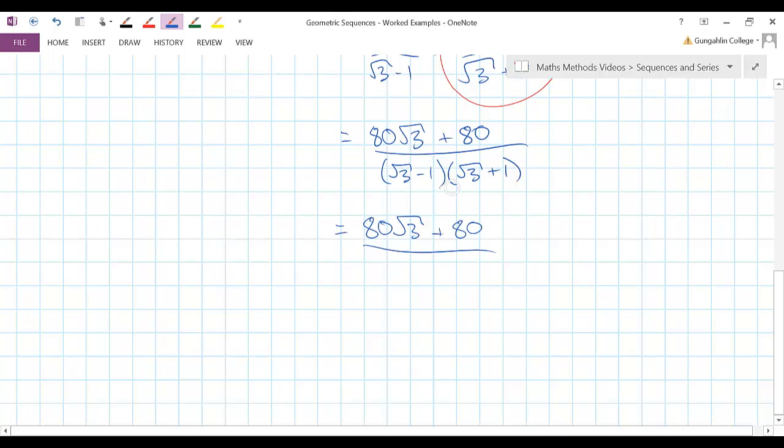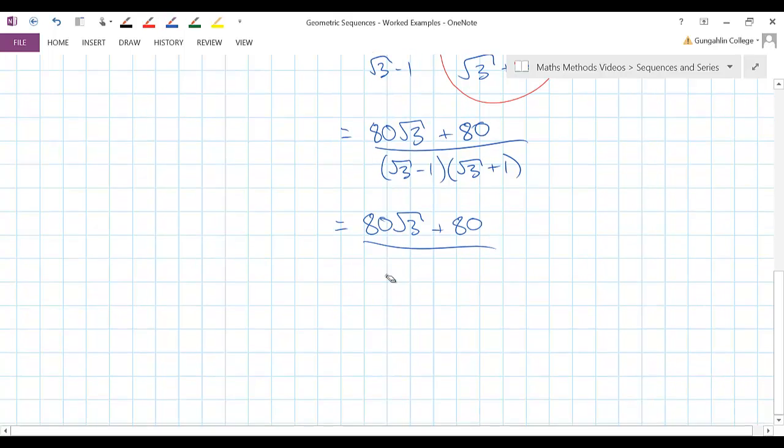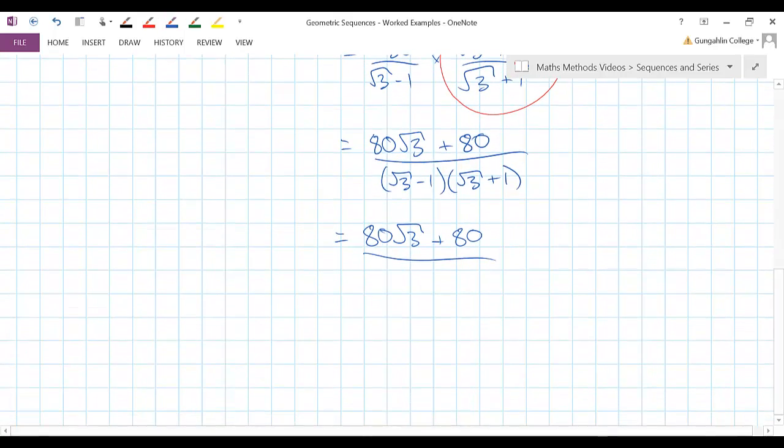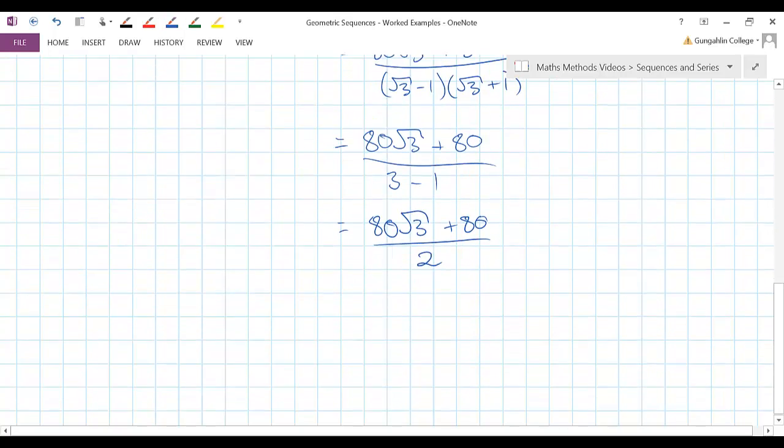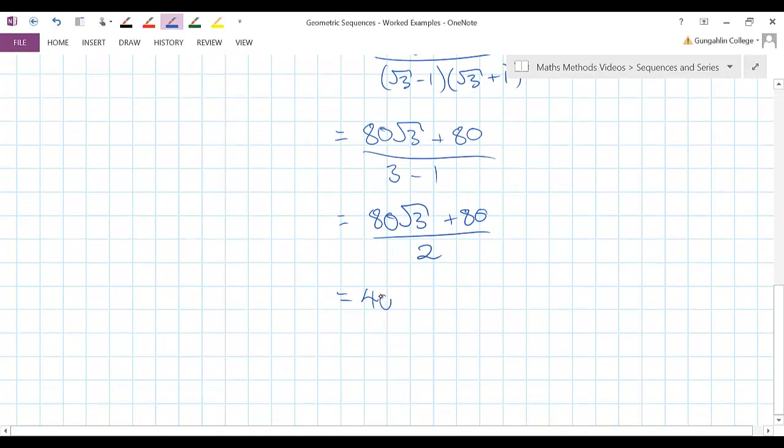Bottom here, if you expand that out, you end up with 3 minus 1, which is very nice. You can check that yourself if you want to expand it out. We're in a video here, so you can pause it and do some working. So we're dividing by 2 here, and that would let us tidy to get 40 root 3 plus 40. That is not a nice number, okay?